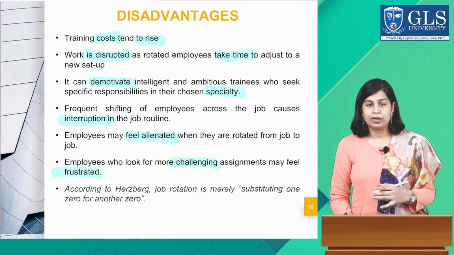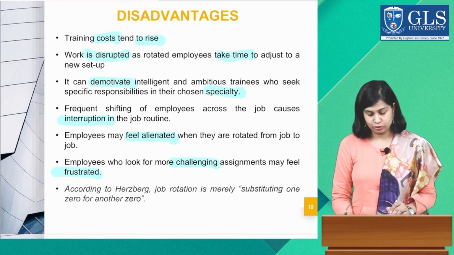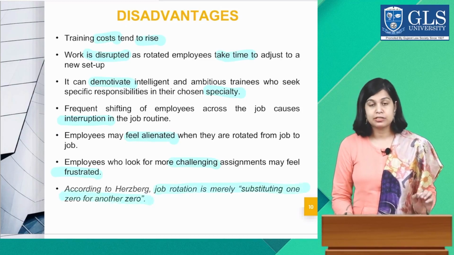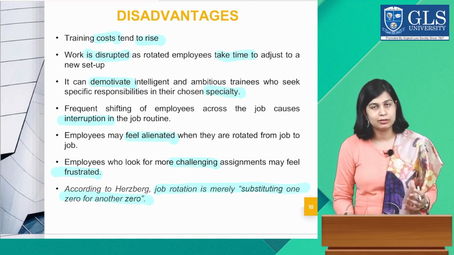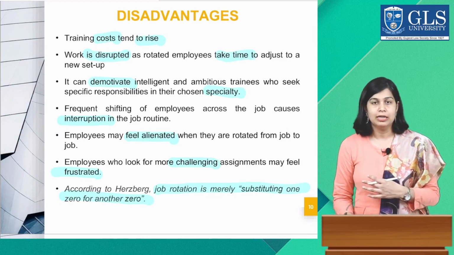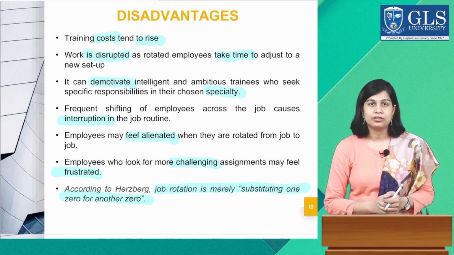And therefore, Herzberg has quoted that job rotation is merely substituting one zero for another zero. Since it is horizontal job rotation, it is not vertical. So Herzberg has mentioned that it is substituting one zero for another.